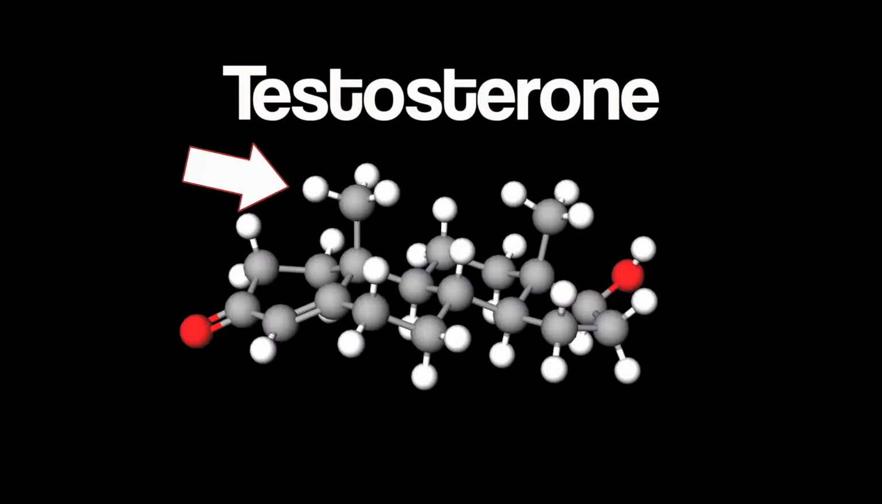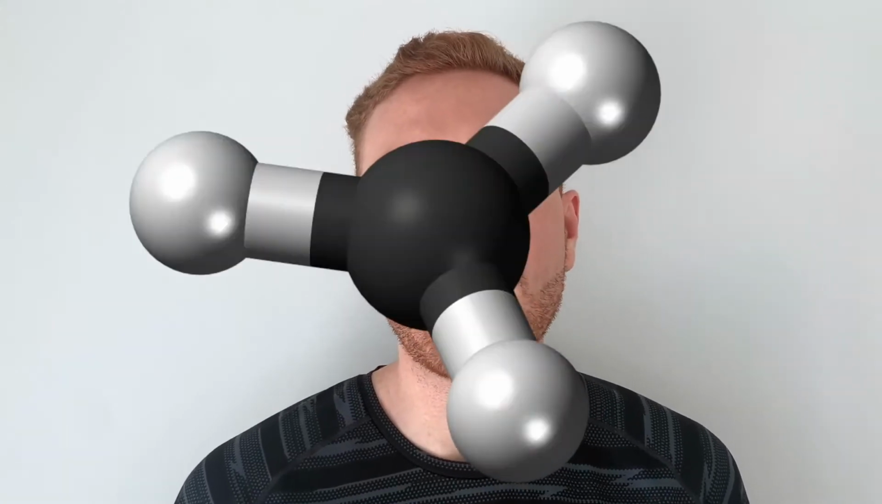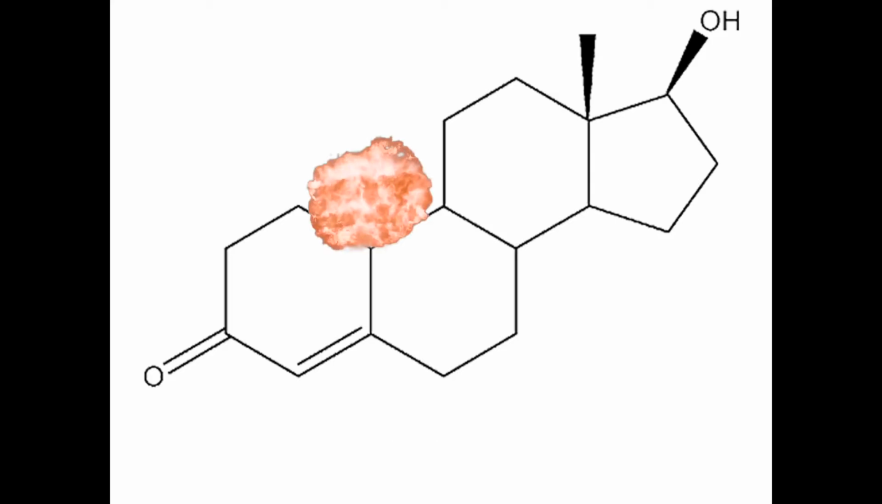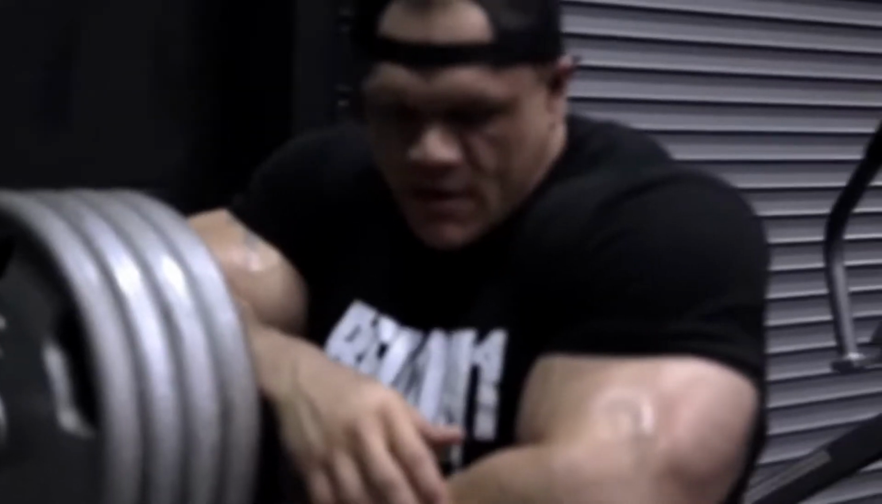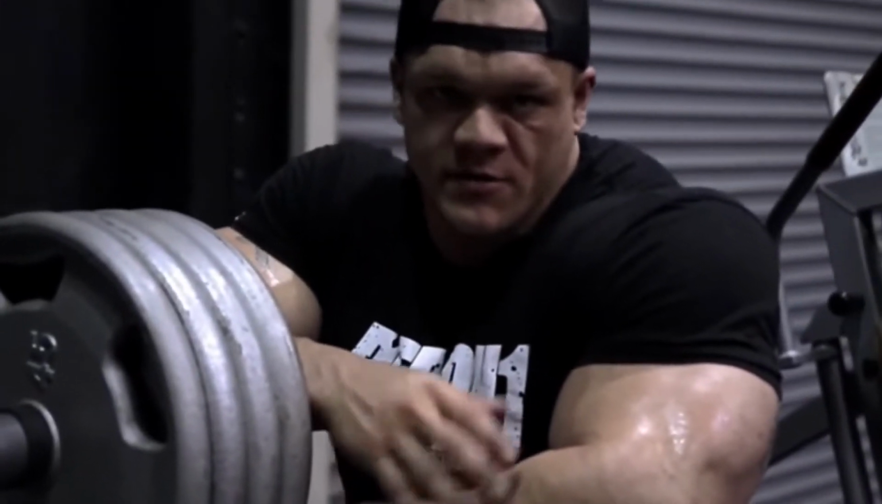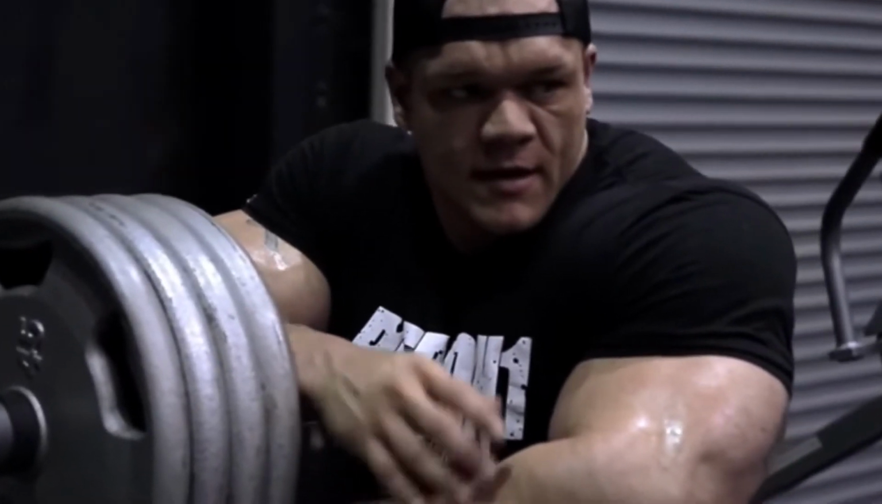Removing the methyl group at the carbon 19 position. Now, a methyl group is a carbon atom surrounded by 3 hydrogens, so removing that at C19 significantly reduces androgenic activity and really boosts up the anabolic activity and anabolic potential of the steroid enormously.